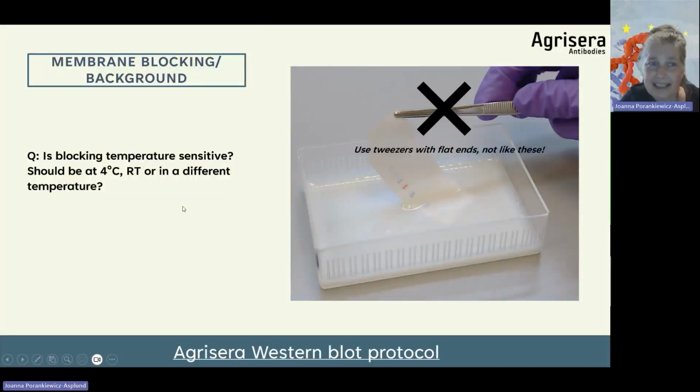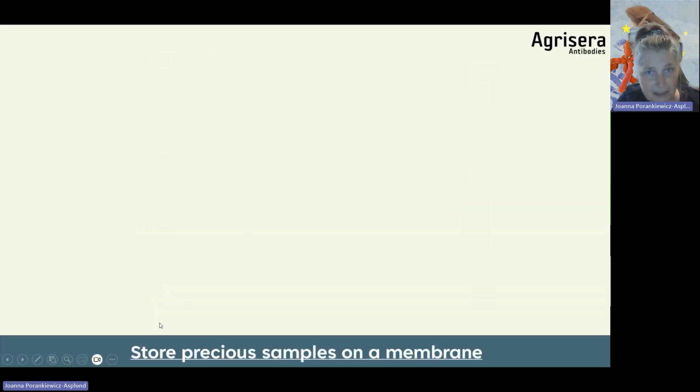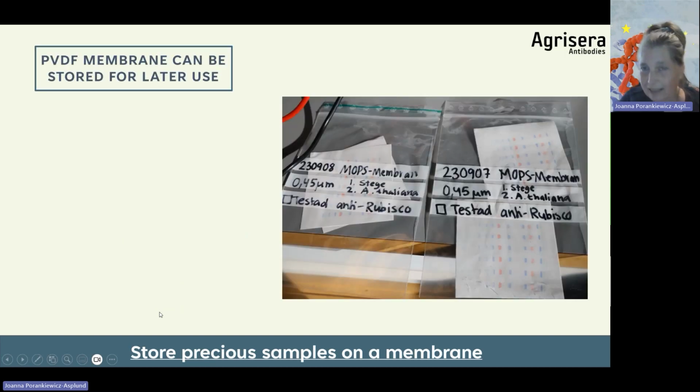And is blocking temperature sensitive? Should it be done at 4 degrees, room temperature or some other temperature? This is one of the questions I have received. It is dependent upon the protein-antibody pair, which I will show you in the next example. As you noted here in this yellow text, if you use PVDF membrane, it can be dried after blocking and used 1 to 2 weeks later after reactivation. So PVDF membrane is much more robust and allows for this kind of procedure.